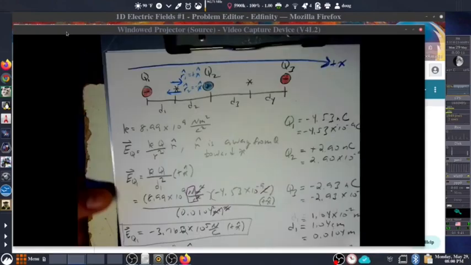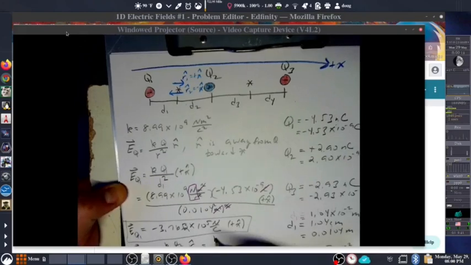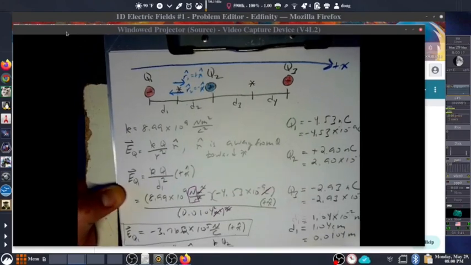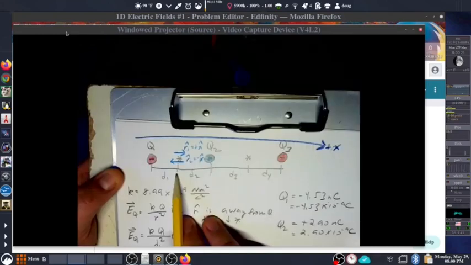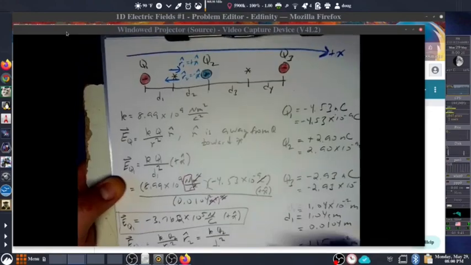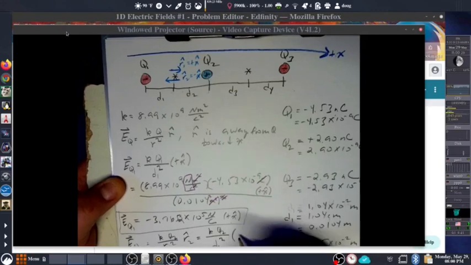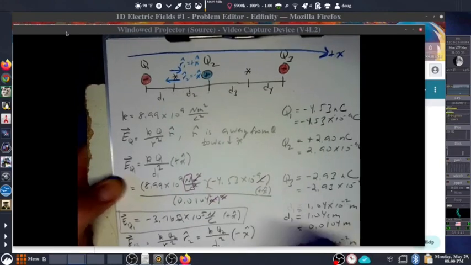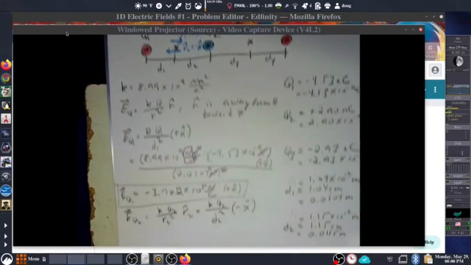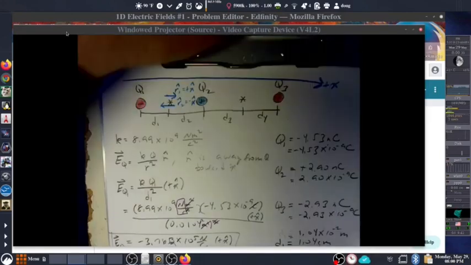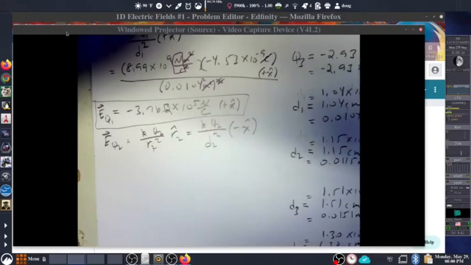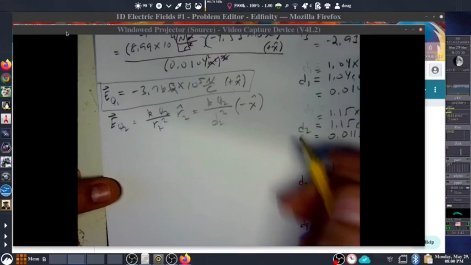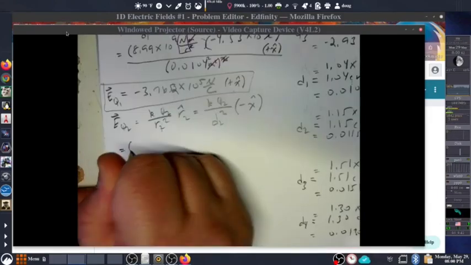So this is going to be K Q2 divided by D2 squared, since R2 is the distance from the charge to the field point. That's going to be this distance here, the D2. And again, my R2 hat was minus X hat, so I'm going to have that. Okay, I'll move this down like this, I think. Okay. So this is going to be my K.